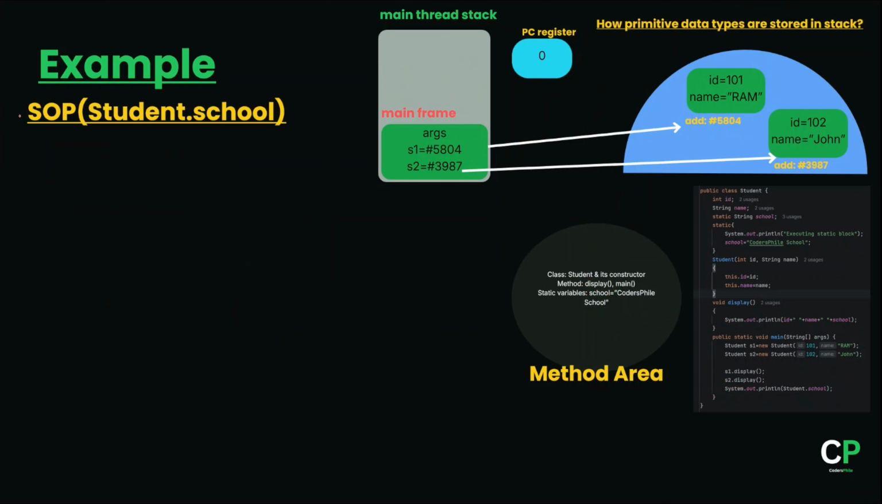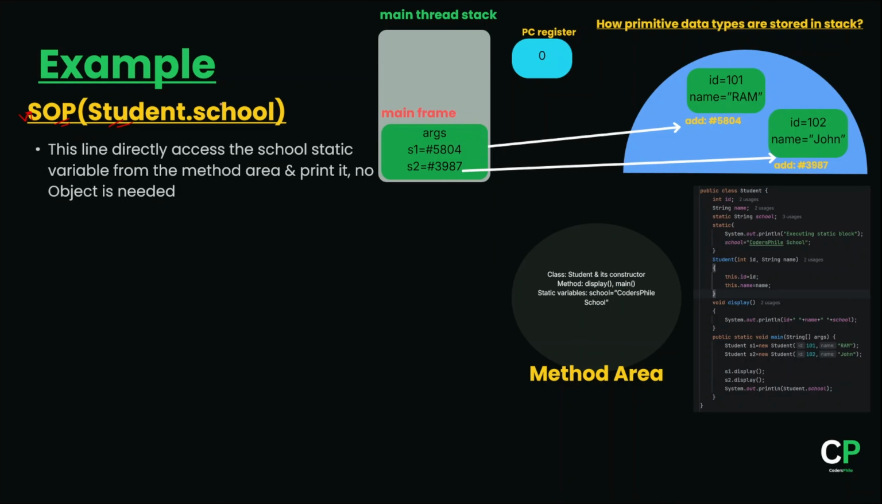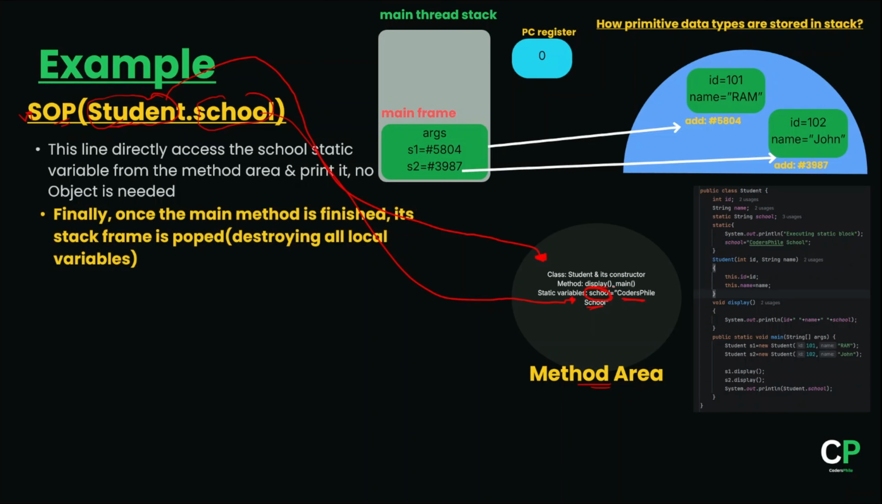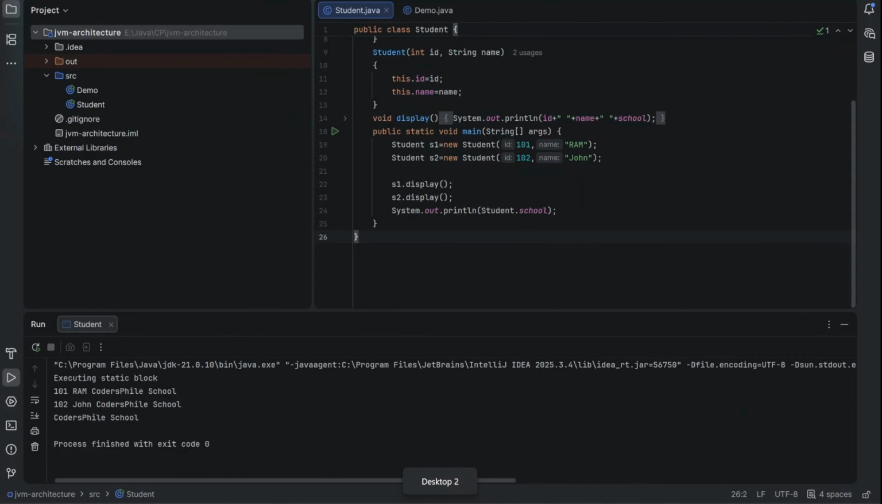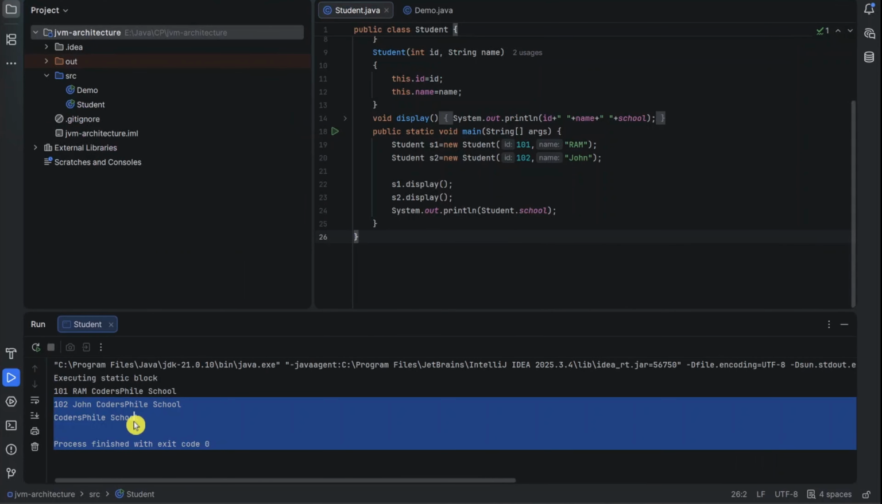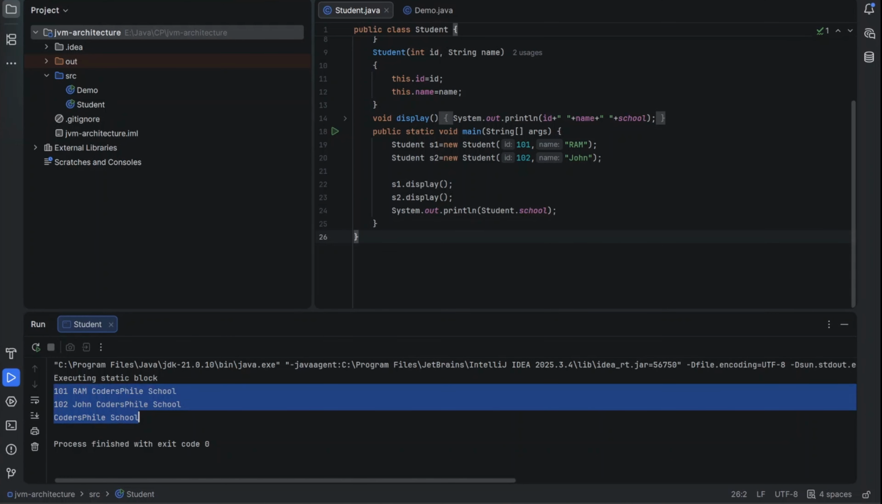Now let's see how System.out.println(Student.school) will be printed. Since school is a static variable, a static variable can be directly accessed using the class name. So first it will find the Student class in the method area and then .school, which means the variable present in the method area of the Student class. So it will directly print the Codersphile school in the console. And that is the way this program is executed.